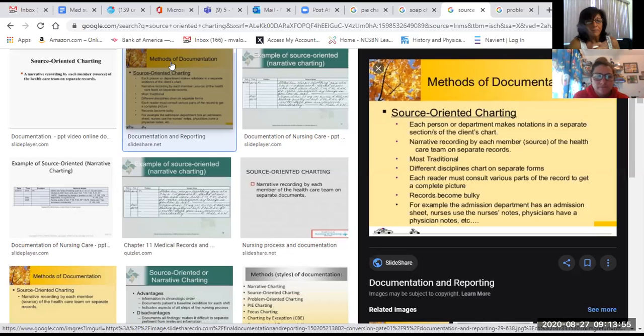Sorry. All right. So anyway, with source-oriented charting, that's all narrative. You have a lot of charting. You won't see this. I mean, I can't even give an example other than hospice. In hospice, that's what we do because everybody needs to tell me a story. The social worker has to tell me a story. The chaplain has to tell me. The nurses have to tell me a story. You know what I mean? So in hospice, yeah, but in the hospital, you will not see this type of documentation.